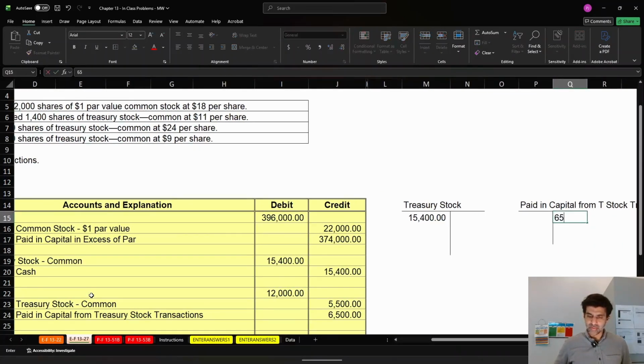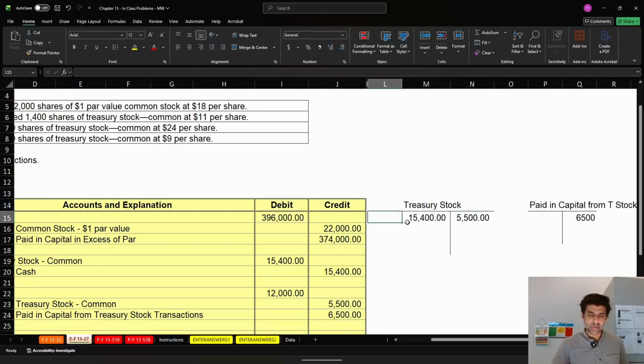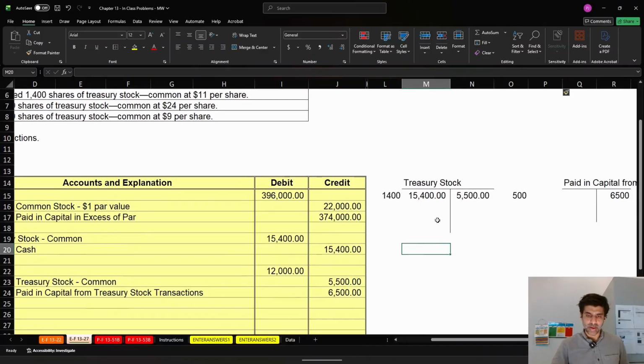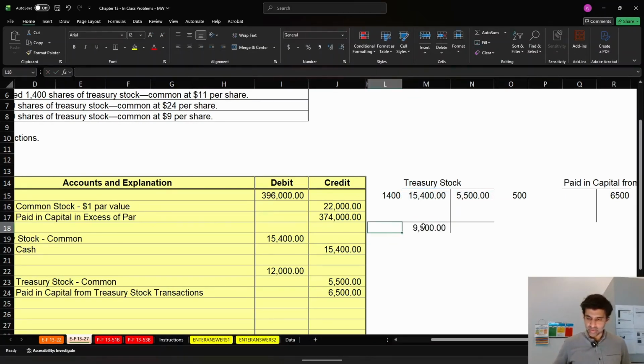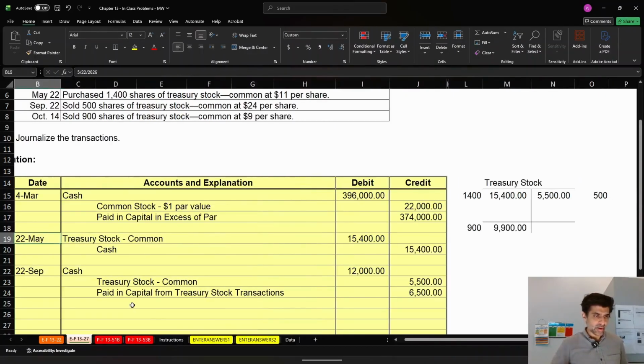Okay, so this is going to be 6,500. Okay, so remember, we kind of need to track the number of shares too. So this was originally 1,400. We just sold 500. So we still have 900 shares left at $11 each. Okay, so right now, I guess we can do a little balance as of now. This is 900 shares.